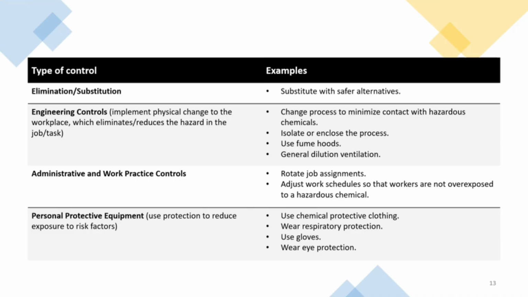Under administrative and work practice controls, we can rotate the job assignments or adjust work schedules so that no single worker will be overexposed to a hazardous chemical. Lastly, personal protective equipment is the most basic level of the risk control. Workers can use protection to reduce exposure to the risk factors. They can use, for example, chemical protective clothing, respiratory protection, gloves, and eye protection.